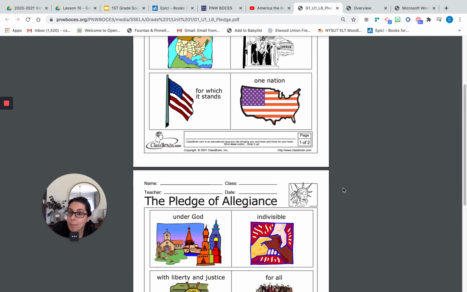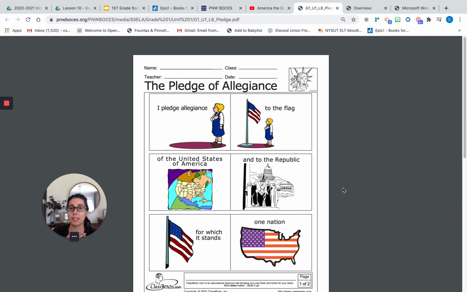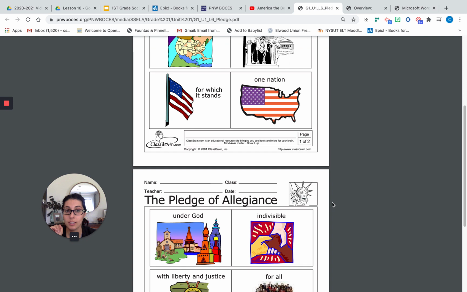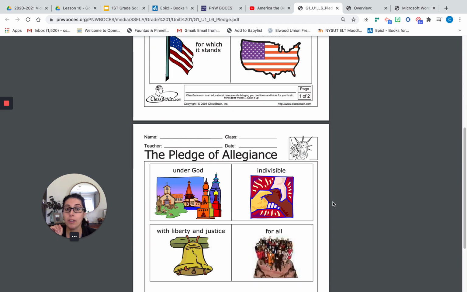So maybe you said something like this. This is what I was thinking the pledge means to me. I thought to myself, the Pledge of Allegiance means to me that I am making a promise to show love and loyalty to my country, that I will respect everyone in my country and treat everyone with kindness and fairness, even if they are different from me.